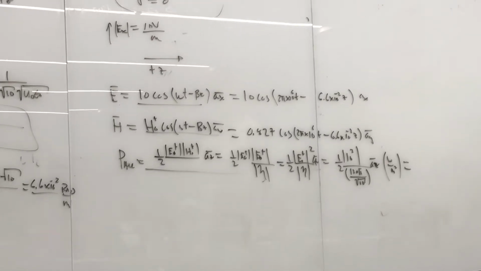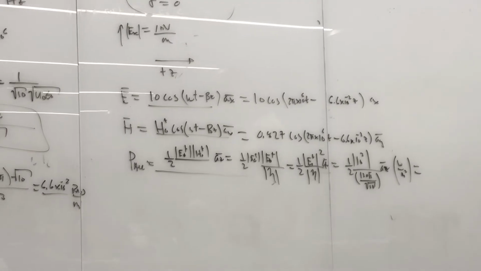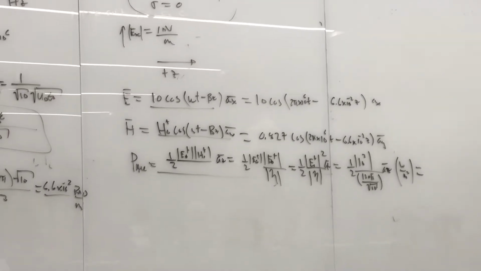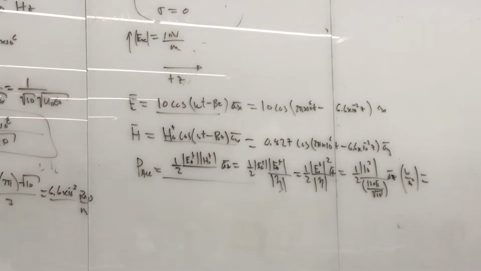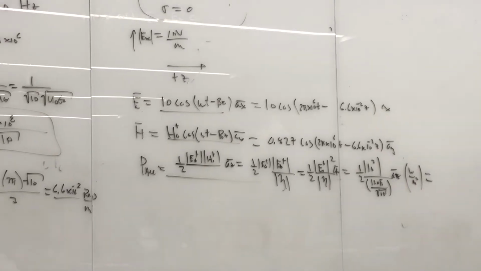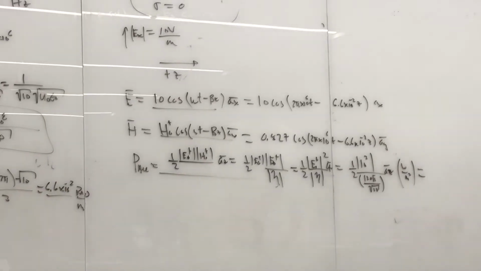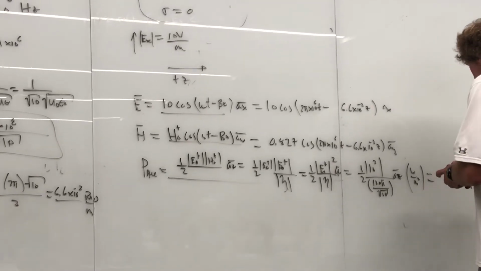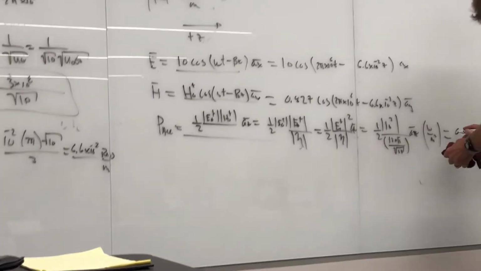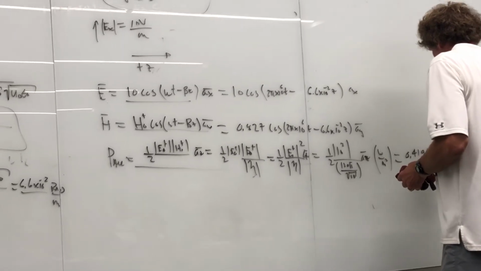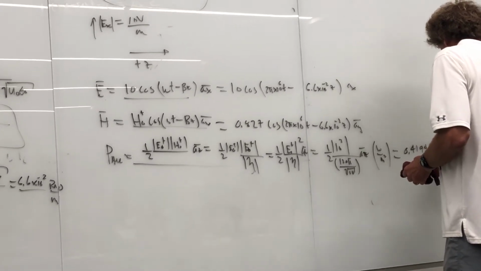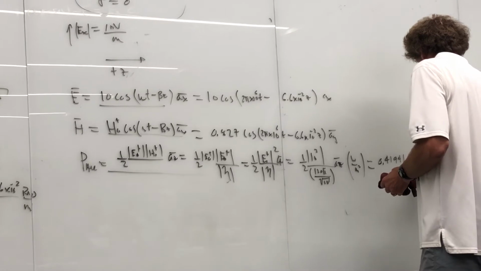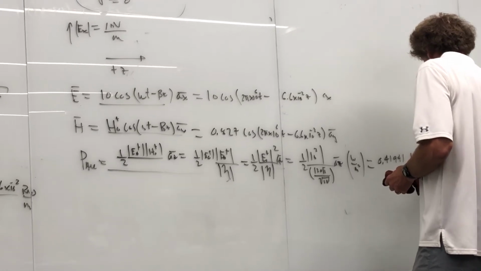Divided by 2, is it 4.1375? 0.35? Is that it? What was it? 0.41941. 0.41941, and that would be watts per meter squared in the az direction.